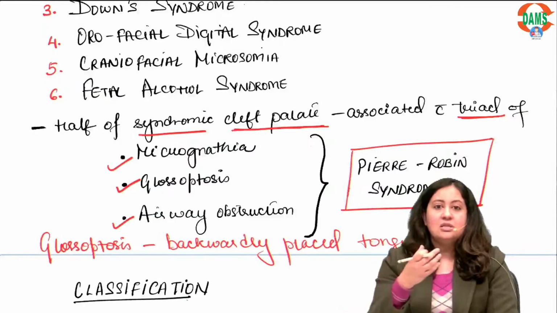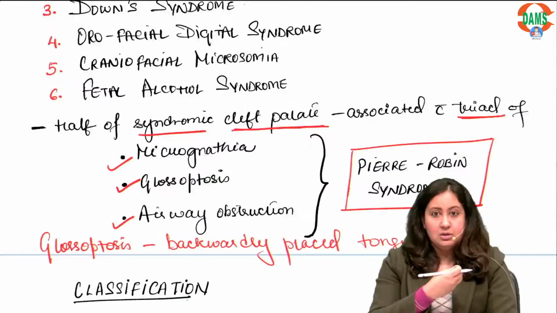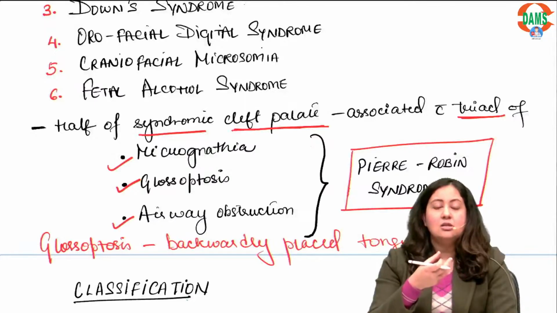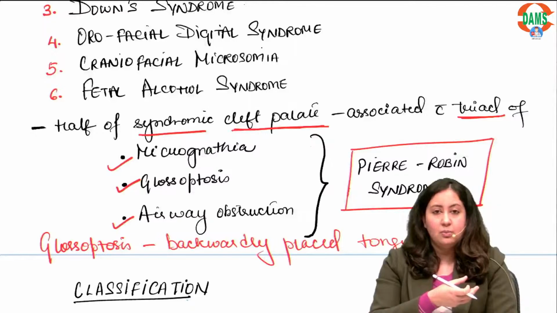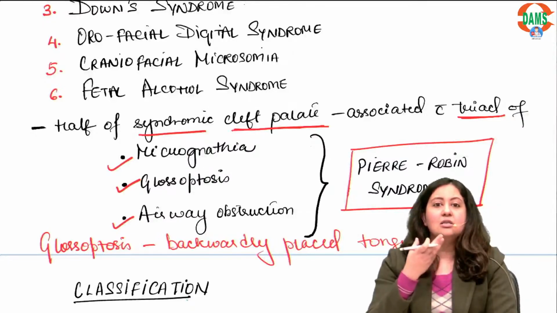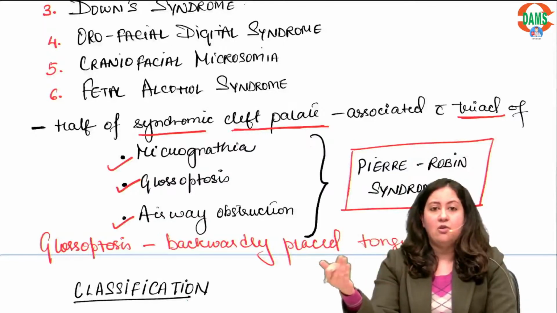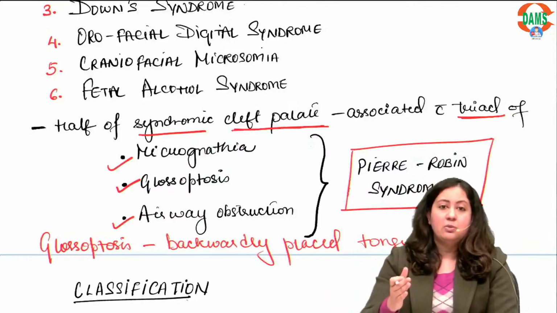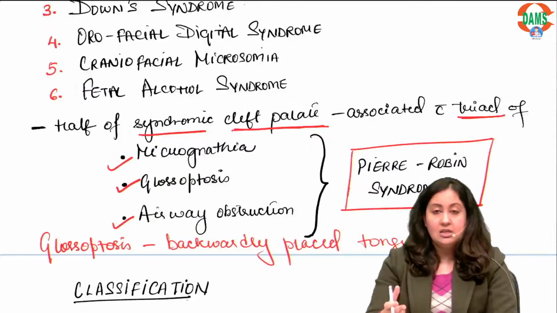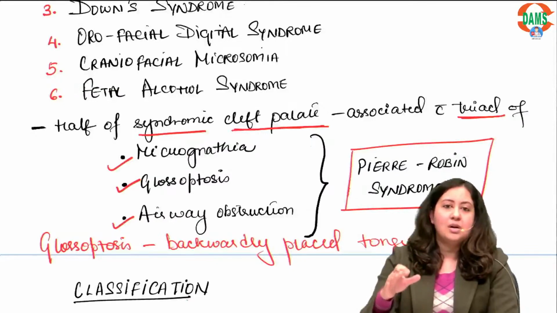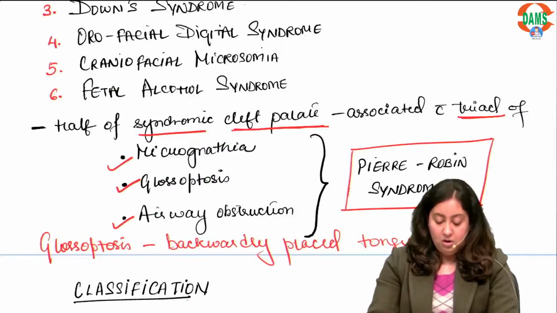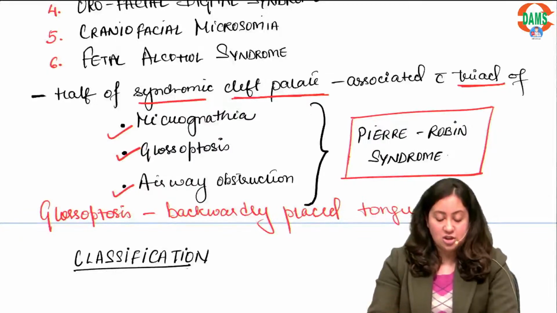So in sequence, they say that first micrognathia happens, and due to that micrognathia, there is inadequate space for the tongue to be accommodated. Hence, the tongue is backwardly placed. Due to the backwardly placed tongue, due to its constant fallback and blockage of the airway, it leads to chronic airway obstruction. So sequence is when things are happening one after the other, and syndrome is when all three are present at the same time. They are used interchangeably.